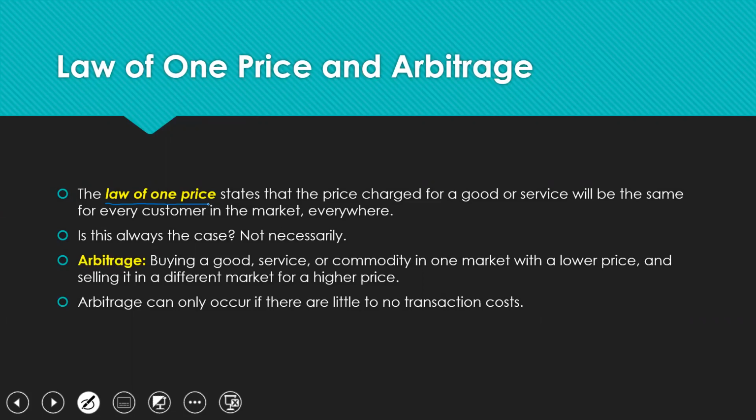Whatever the reason, there's also a form of that you can take advantage of that's called arbitrage. So arbitrage is a little bit different than price discrimination in terms of the traditional ways in which we talk about it. Arbitrage is just basically taking a good or service that's in one market with a lower price and then selling it somewhere else for a higher price.